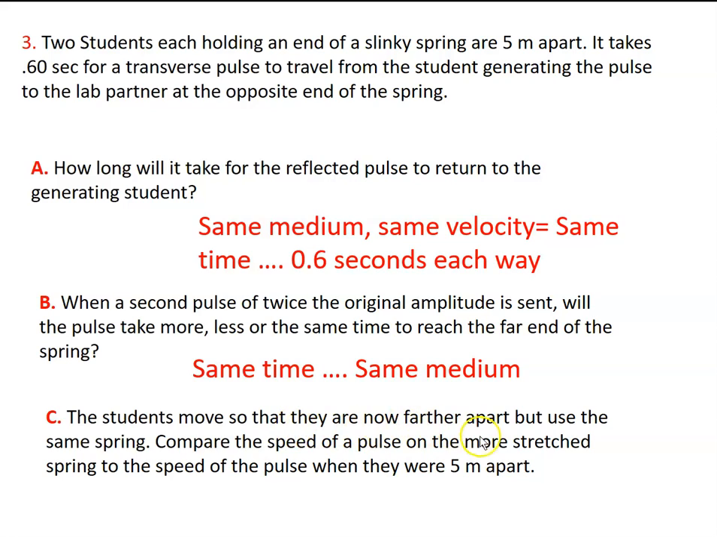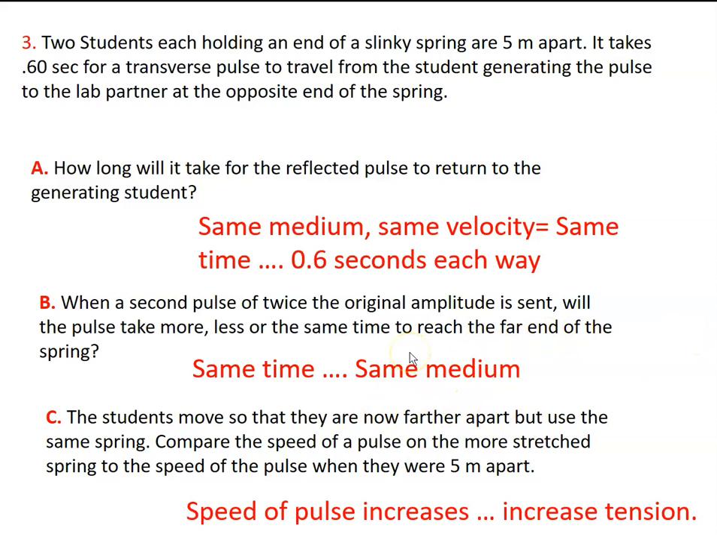Now the students move so they're further apart. So it stretches that slinky as they move further apart. Compare the speed of a pulse on the more stretched spring to the speed of the pulse when they're 5 meters apart. So what happens when they stretch that spring? When they stretch that spring, what they've done is they've changed the medium. They've increased the tension. So if you increase the tension, the speed of the pulse is also going to increase.